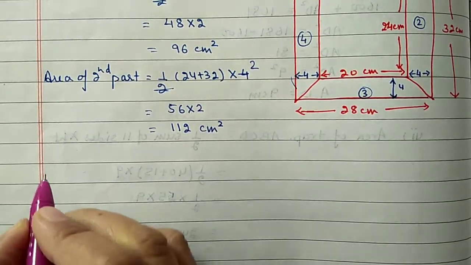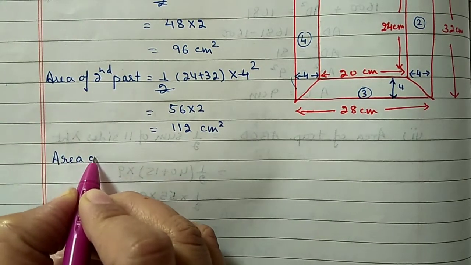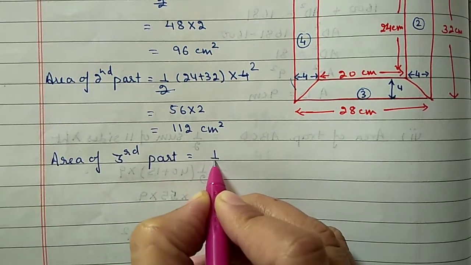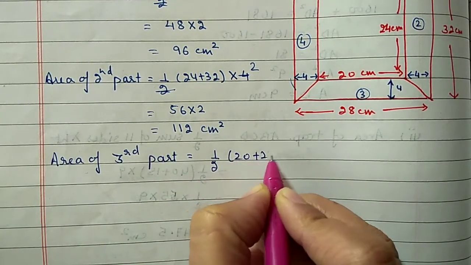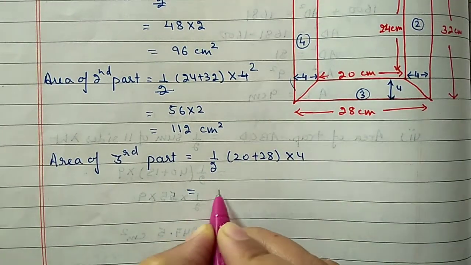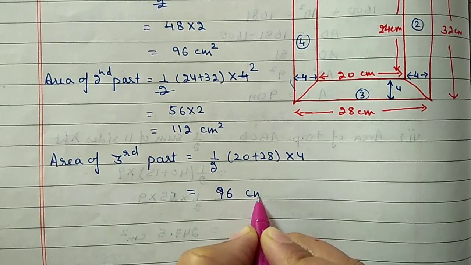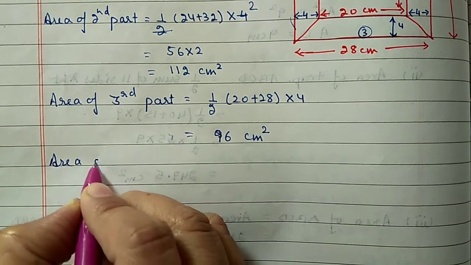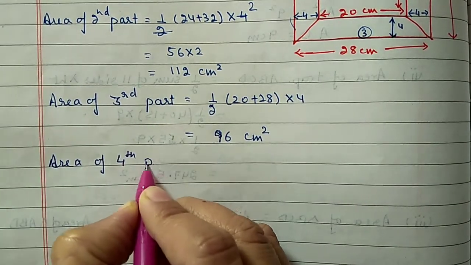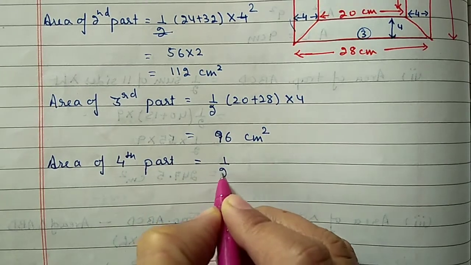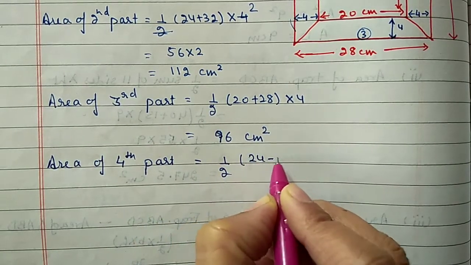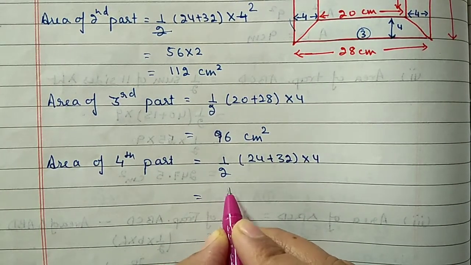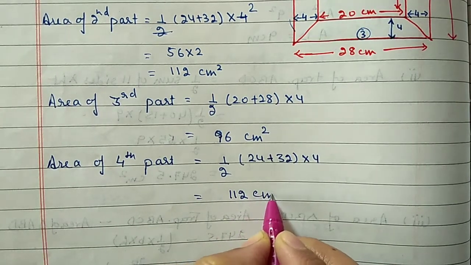Third part is similar to first part. Half sum of parallel sides means 20 plus 28 into 4, and after calculation we will get 96 centimeter square. And area of fourth part, half sum of parallel sides 24 and 32 into 4. This we will get 112 centimeter square.